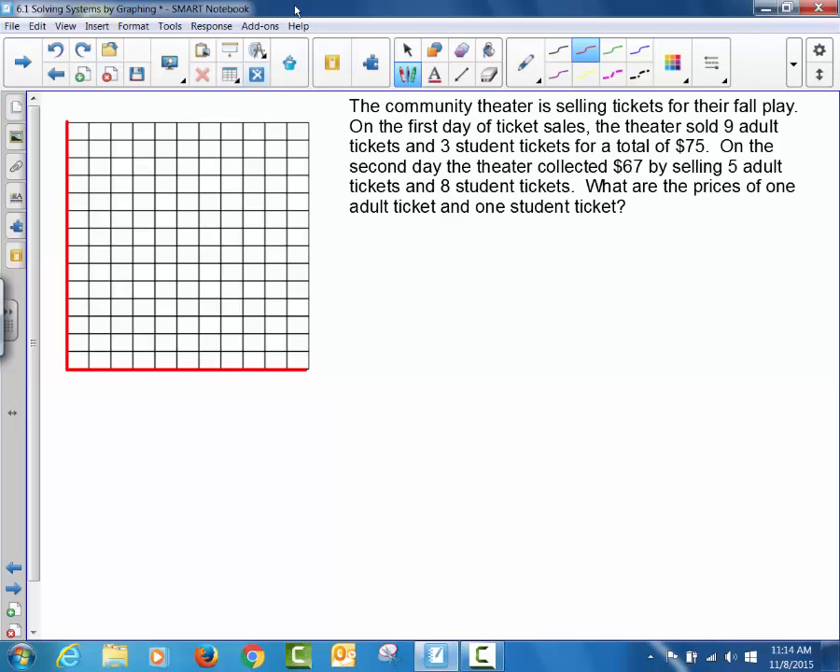Okay, so you know that you're going to have an X and a Y in here because that's what we've been doing, okay? So let's remember that. You're going to have an X and a Y. What's the X going to be? Right, X is going to be the adult tickets, or it could be the student, but we'll let it be the adult tickets. Y is going to be the student tickets.